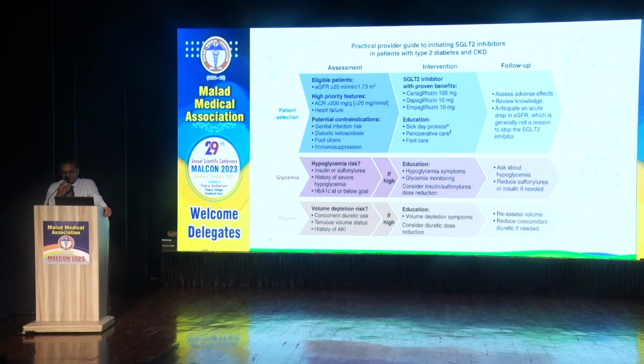As we know, there is a risk of hypoglycemia, so mainly the sulfonylurea and insulin doses need to be adjusted. If the patient is hypovolemic or dehydrated, we should cut down the diuretic dose, provided the patient is not in heart failure exacerbation.